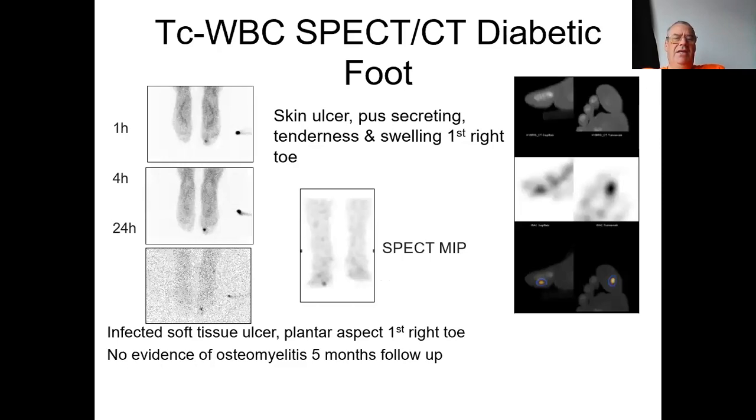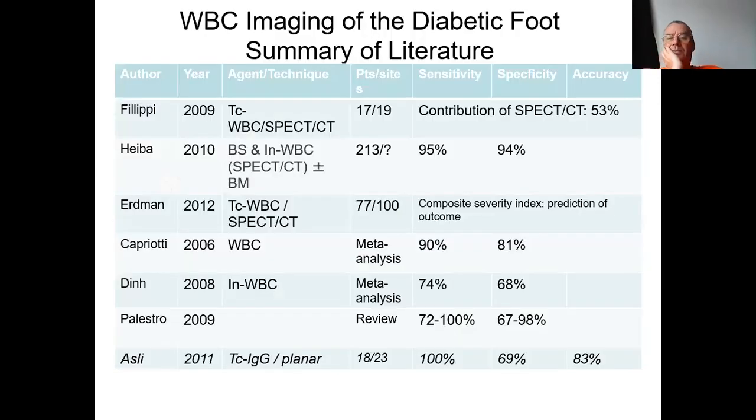So here we have a case. We've got 3 different images from a technetium white cell scan, 1 hour, 4 hours, and 24 hours. And we can clearly see the base of what looks like a big toe. There's uptake of activity, and it's here in the SPECT study. SPECT-CT, however, which is the coloured panel on the right, shows that in fact the infection is in the pulp of the big toe and not in the bone. So the treatment is not amputation, just removal of soft tissue and antibiotics.